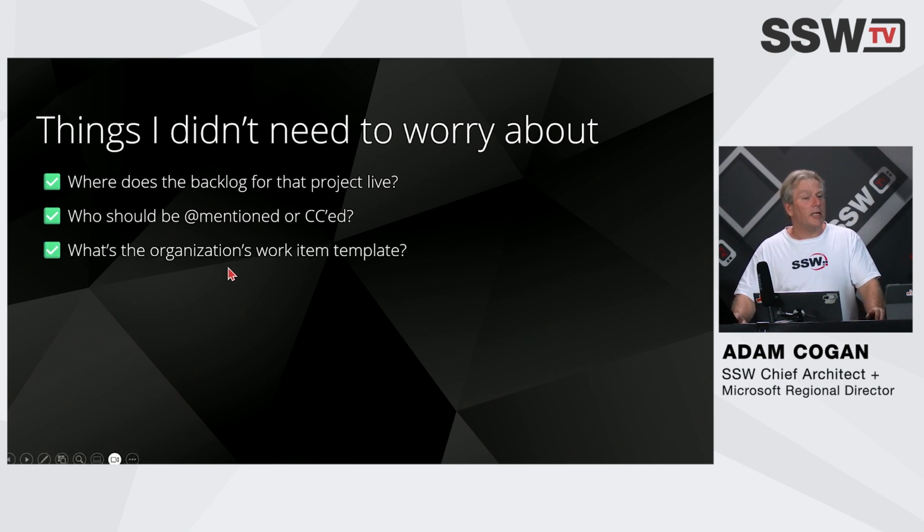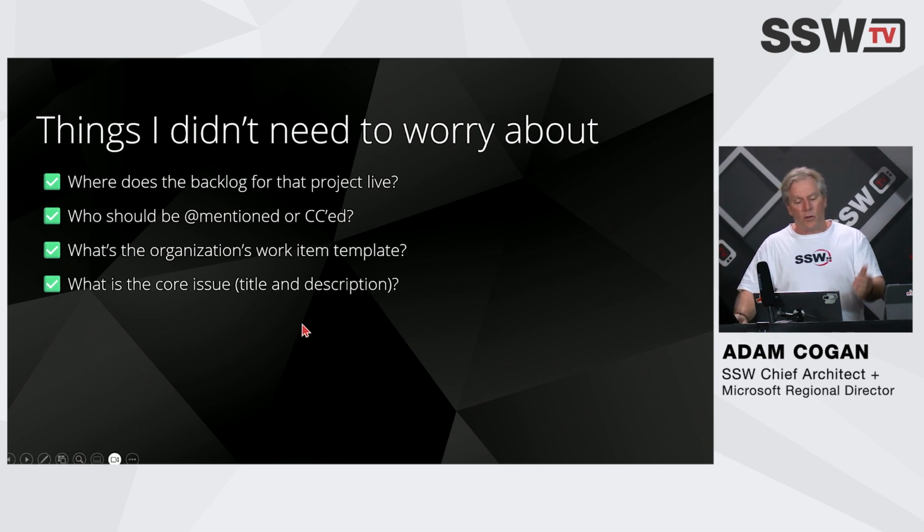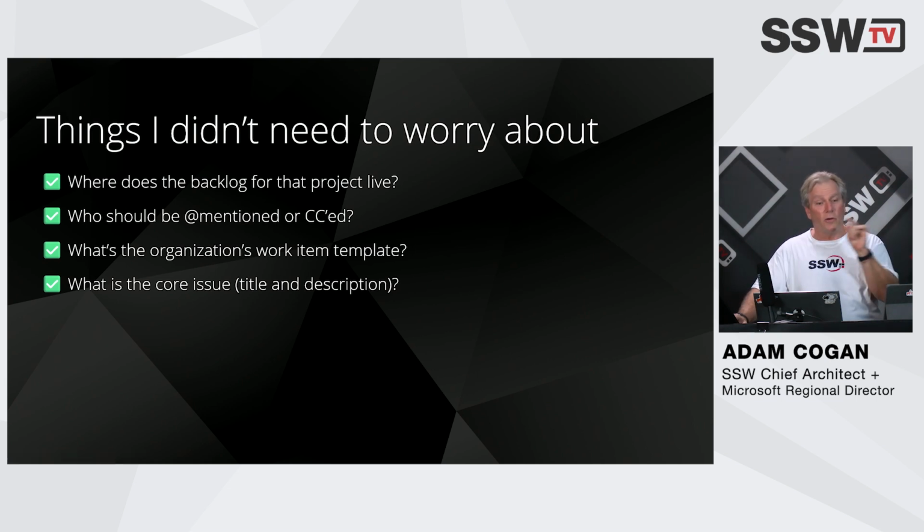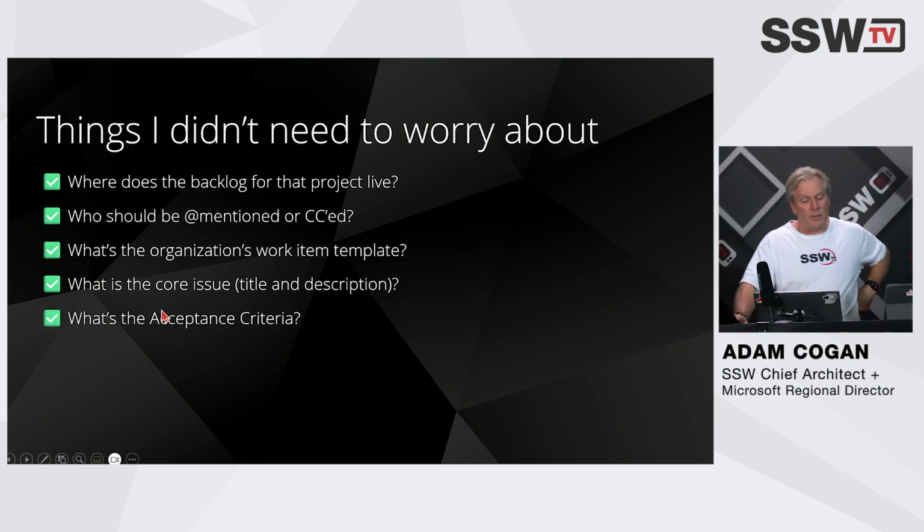What is the organization's work item template? I can tell you, if you don't use the template, you'll forget the pain and that you must enter acceptance criteria before you fix a bug. What's the core issue? I can't tell you how many times I actually waste time on a title or an email subject. I try to get that right. So I've saved that time as well.